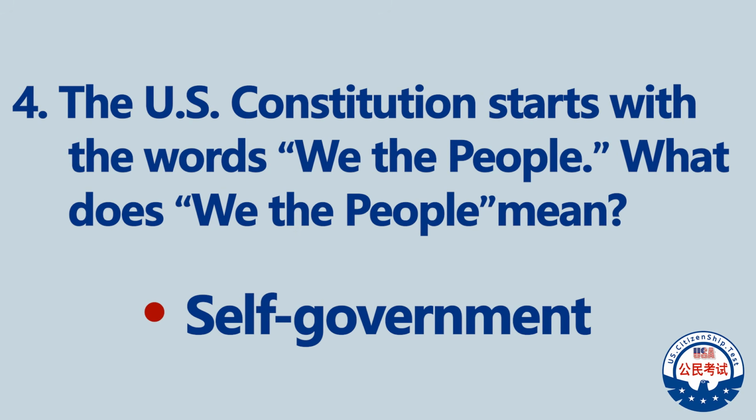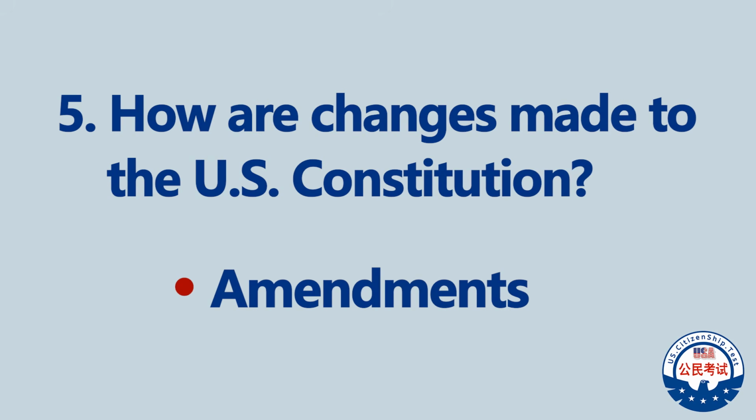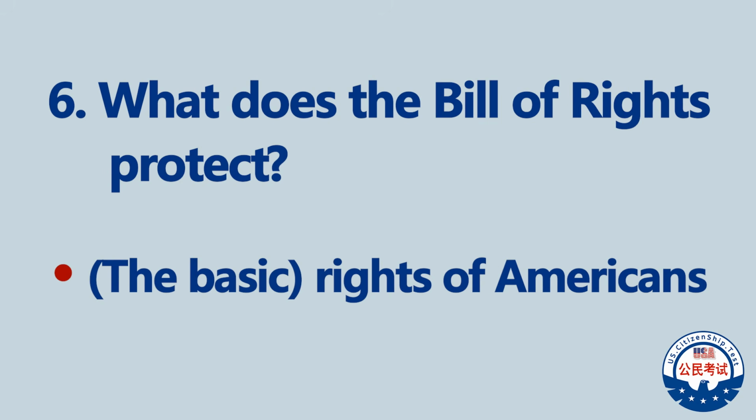The U.S. Constitution starts with the words "We the people." What does "we the people" mean? Self-government. How are changes made to the U.S. Constitution? Amendments. What does the Bill of Rights protect? Basic rights of Americans.